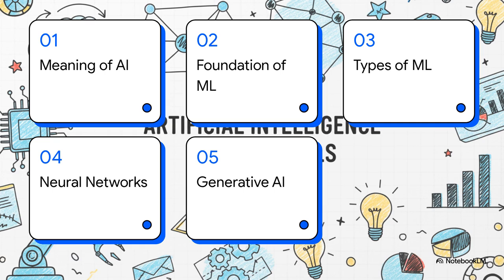Okay, so here's our roadmap for today's one-shot beginner course. We're going to cover Section 1, the true meaning of AI, Section 2, the foundation of machine learning, Section 3, types of machine learning, Section 4, neural networks, and finally, Section 5, generative AI and LLMs. I promise you, by the time we get through these nested concepts, you're going to confidently understand the whole alphabet soup of AI. Let's get into it.